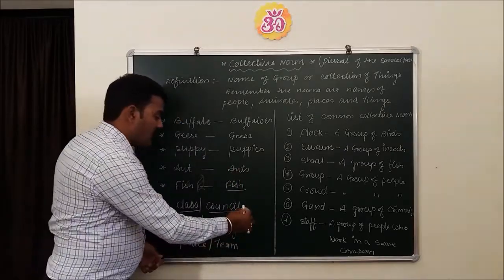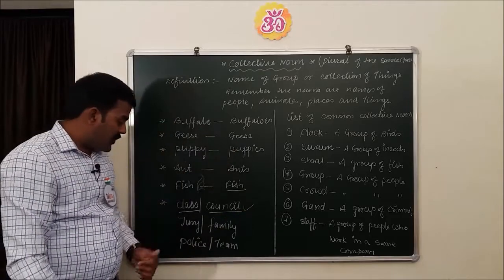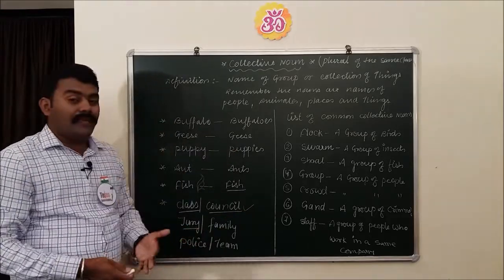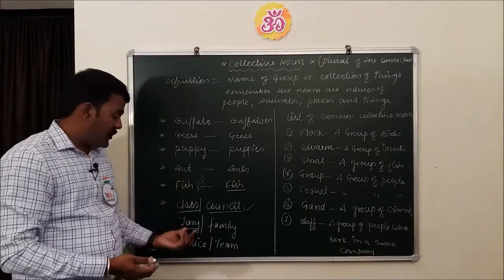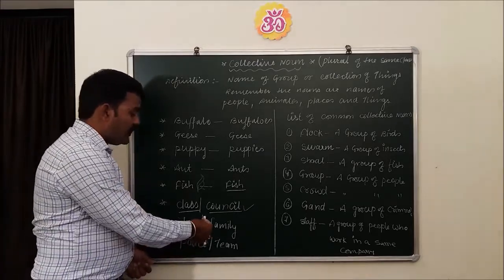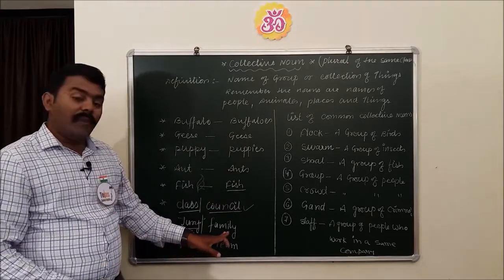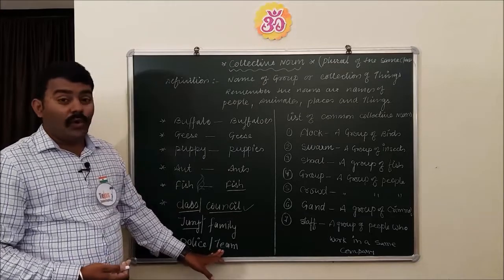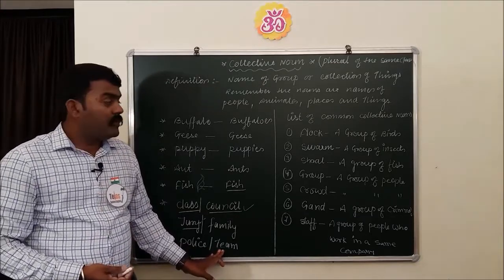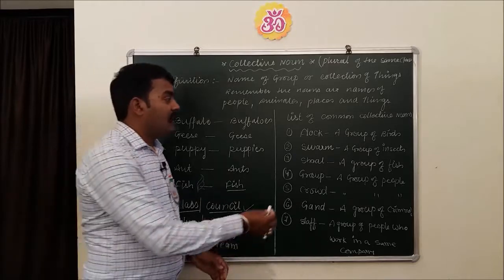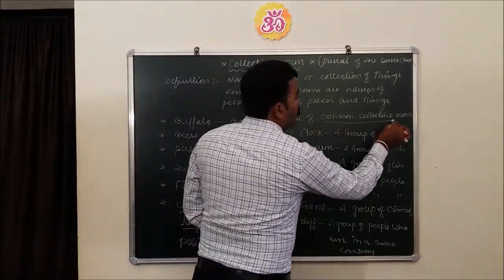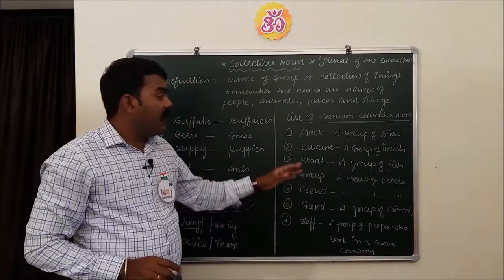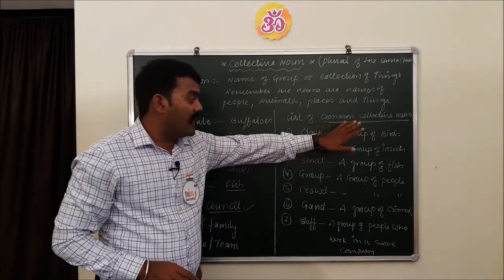So this is the council, also a collective word, and jury is also a collective noun, because a jury is made up of a number of people. Family is a collective noun, police is a collective noun, and team is also called a collective noun. So here I have a list of the common collective nouns that we use in life.